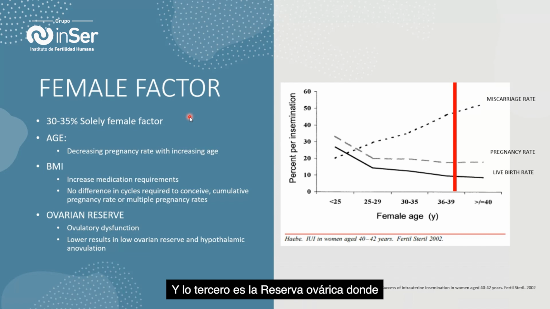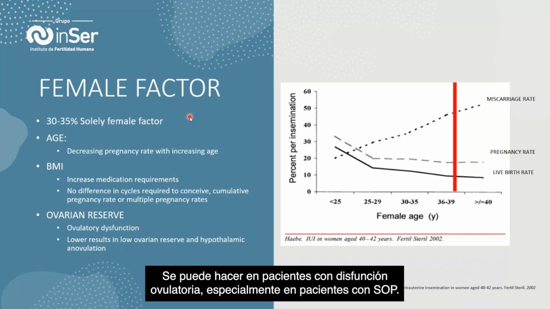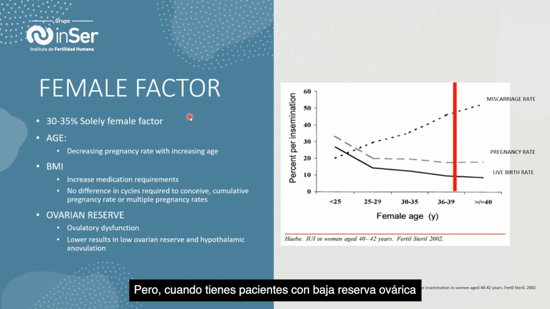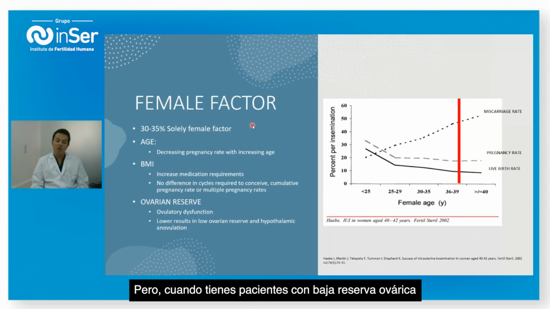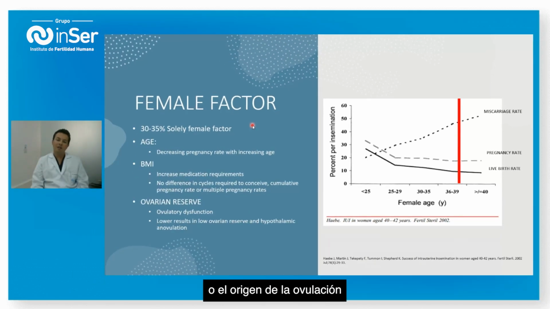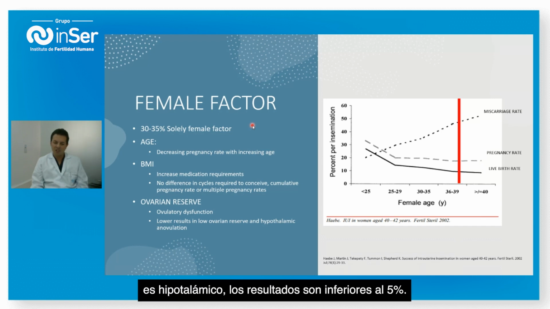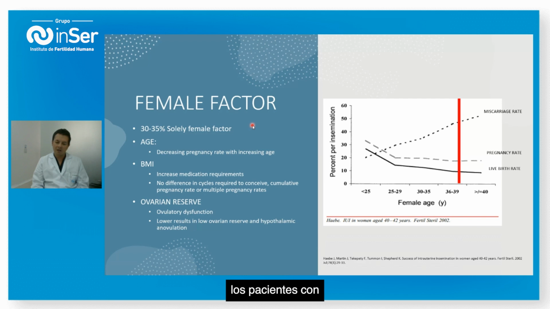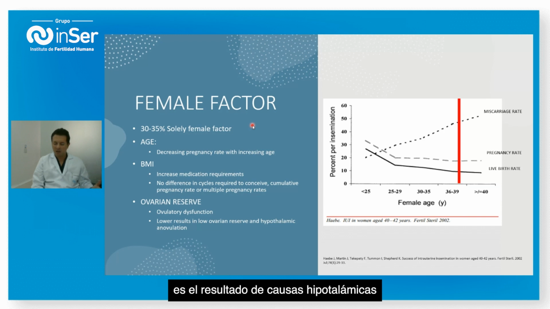And the third thing is the ovarian reserve. You can do this type of treatment, the IUI, in patients with ovulatory dysfunction, especially in PCOS patients. But when you have patients with low ovarian reserve or the origin of the anovulation is hypothalamic, the results are below 5%. So we do not recommend it in patients with anovulation resulting from hypothalamic causes or from low ovarian reserve.